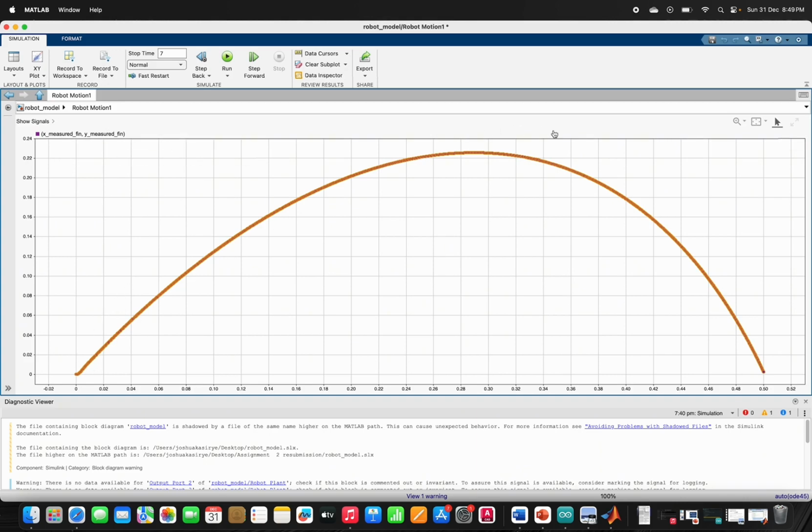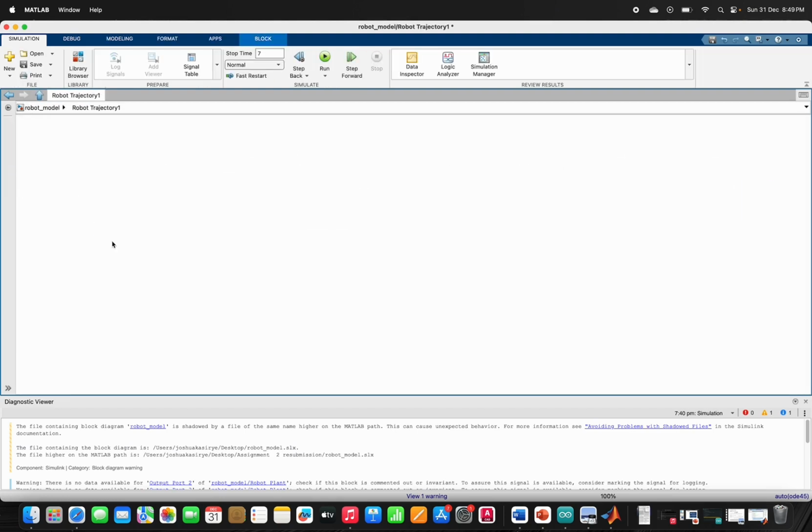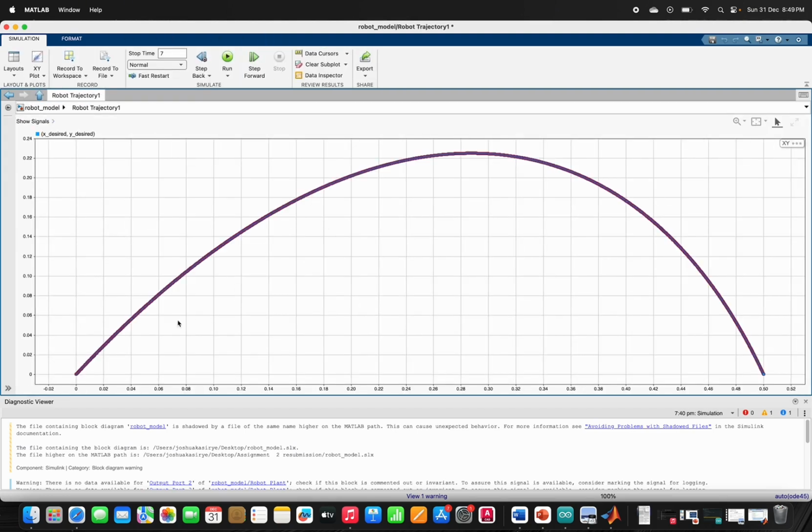And as you can see, the two graphs are very similar, which shows that the robot was able to move from the initial coordinate to the desired coordinate following this particular path. This is the same path as the trajectory path that we earlier wanted the robot to follow.